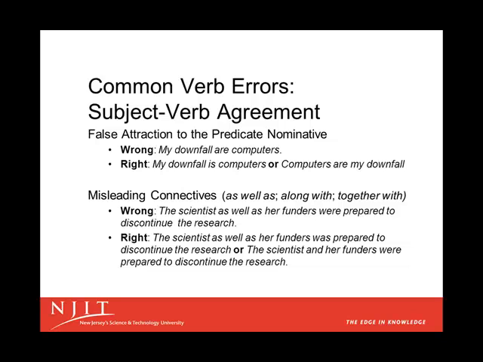A grammatically better version of this sentence is, the scientist, as well as her funders, was prepared to discontinue the research. Although, to avoid the situation entirely, rework the sentence. The scientist and her funders were prepared to discontinue the research.